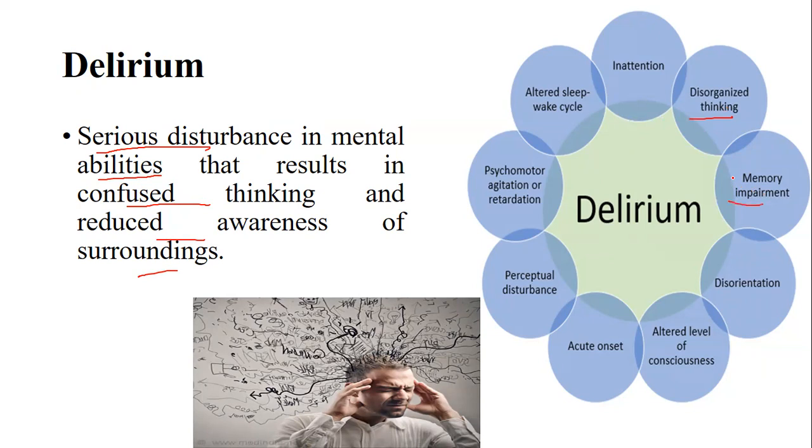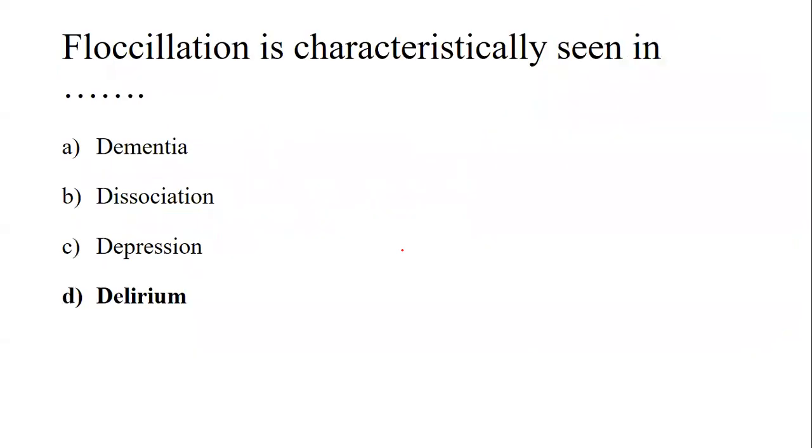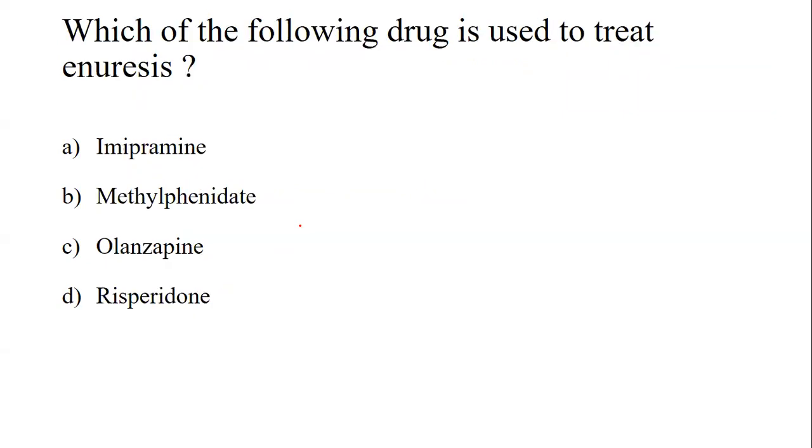Disorganized thinking, memory impairment. Some patients will have memory impairment also. Disorientation: they are not oriented to the proper place or persons. Altered level of consciousness, and acute onset. It is sudden in onset. Some patients in alcohol withdrawal will have similar features of delirium. Then perceptual disturbances, psychomotor agitation or retardation, and they will also affect the sleep pattern. These are the explanations of the options, and our correct option was delirium. Again, I will repeat: floxylation is very common in delirium patients. So option D is the correct answer.